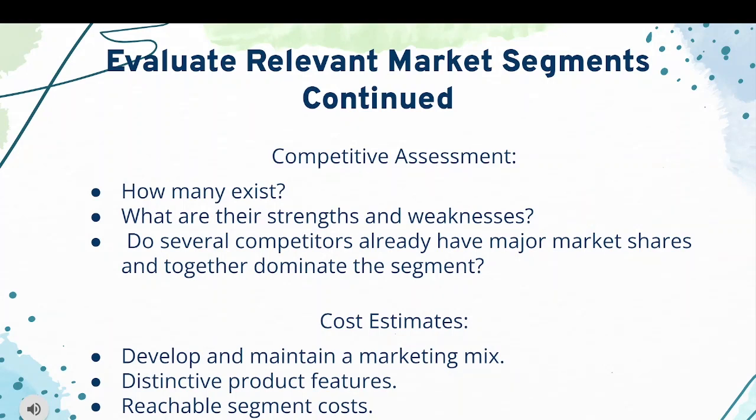Moving on to cost estimates. To fulfill the needs of a target segment, an organization must develop and maintain a marketing mix that precisely meets the wants and needs of that segment, which can be expensive. Distinctive product features, attractive package design, generous product warranties, extensive advertising, attractive promotional offers, competitive prices, and high-quality personal service use considerable organizational resources. Marketers may conclude that the costs to reach some segments are so high that they are essentially inaccessible.